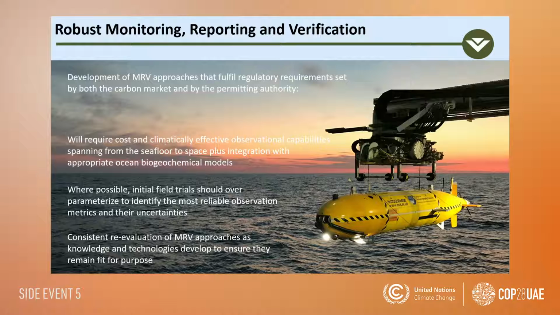And those initial field trials should ideally over-egg it. We should be trying to monitor things that we might not think are important, because it's only by overdoing your initial measurements that you can get a better understanding of what might be required going forwards if anyone were ever to use these as potential approaches at a larger scale. So we have to overdo the measuring to start with. And then as we go forwards, we should reevaluate and continuously learn to see whether we can refine our MRV approaches.